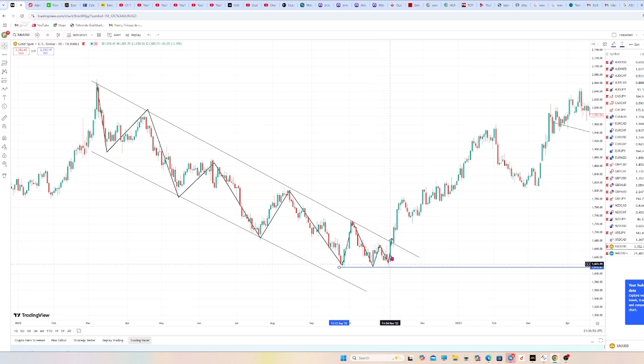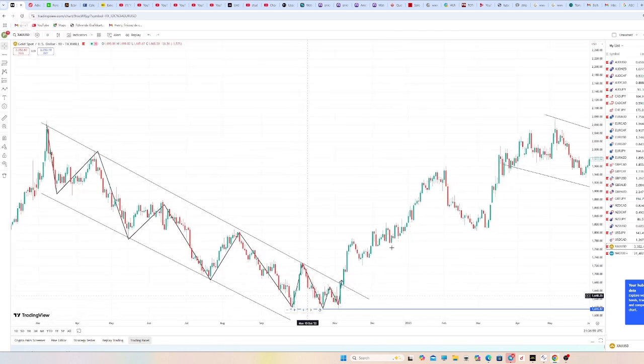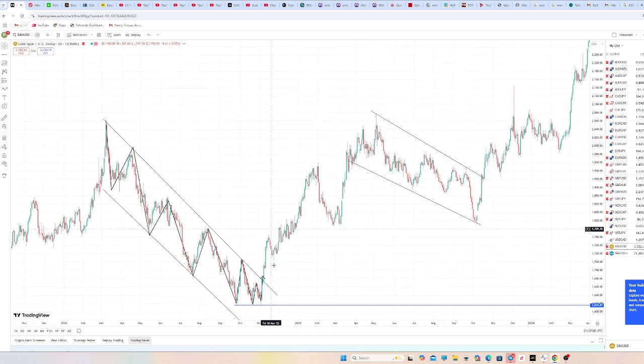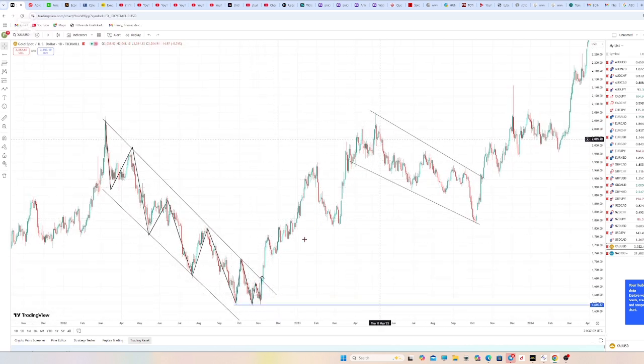And once price broke out, what happened? Notice we had a longer move all the way up. Okay, notice that longer move all the way up.